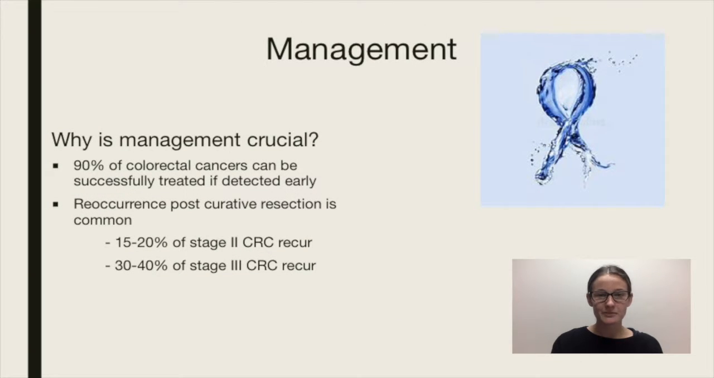Before discussing management, it's important to note 2 facts. Firstly, 90% of colorectal cancers can be successfully treated if detected early. And secondly, recurrence post-curative resections for colorectal cancer is extremely common, up to a rate of 40% in some patients with stage 3 cancers. These facts highlight the importance of screening in the management of pre-diagnosed patients, but also the importance of ongoing management in the diagnosed patient.